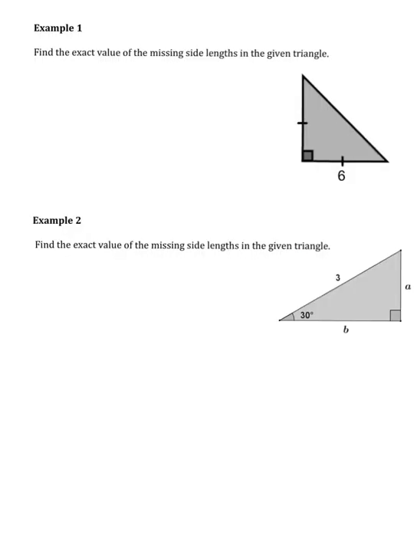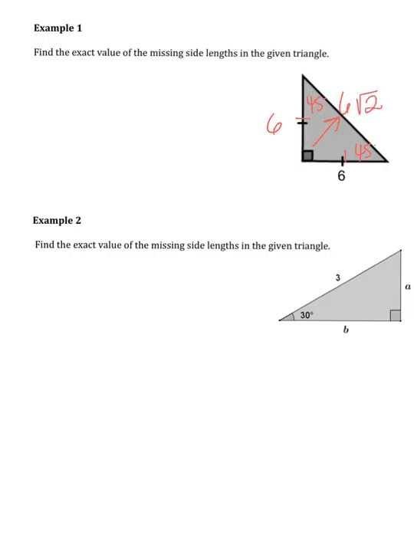Okay, example 1. Find the exact value of the missing side lengths in the given triangle. So as you can see, we have two side lengths that are the same. They are the legs. And if that's the case, then the two angle measures must be the same. So the only angle measures that they can be are 45, 45. So that means I can use the special right triangle application, and I have the lengths of two sides. They're both the same. So the side that's opposite the 90 degree, thus the hypotenuse, is 6 radical 2.